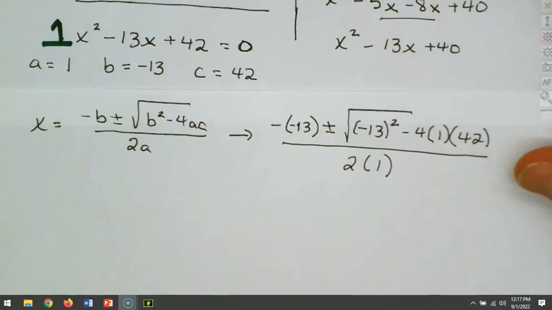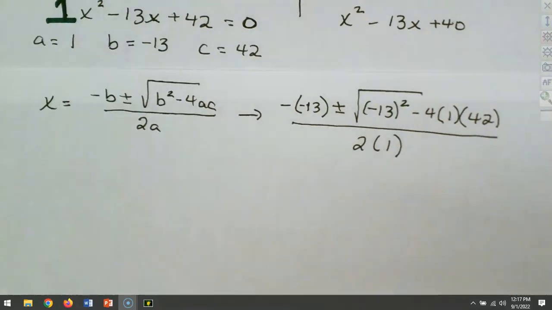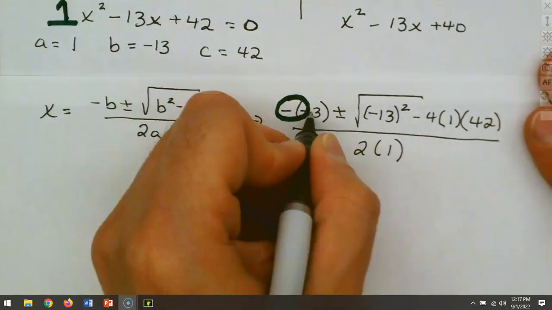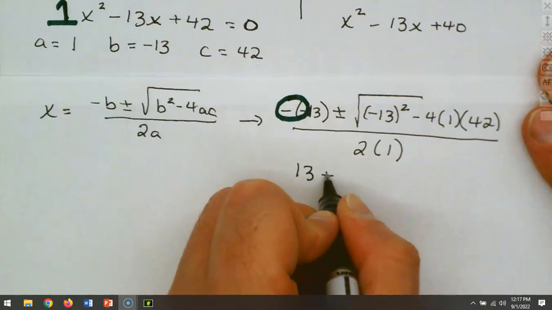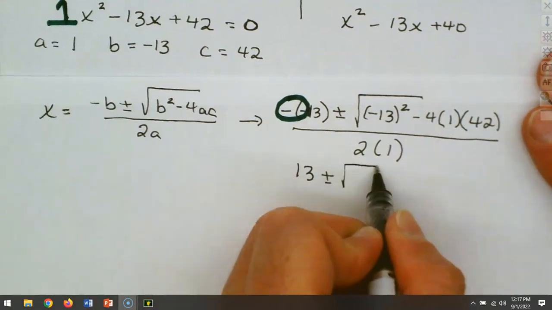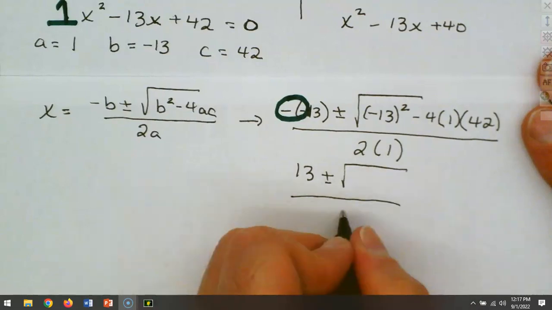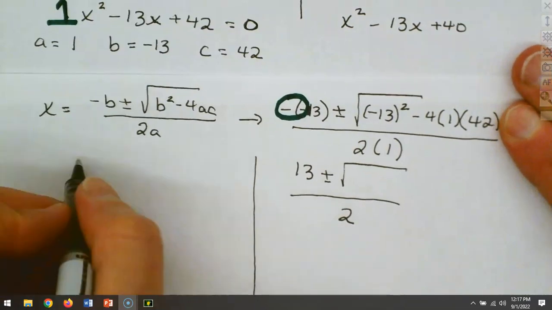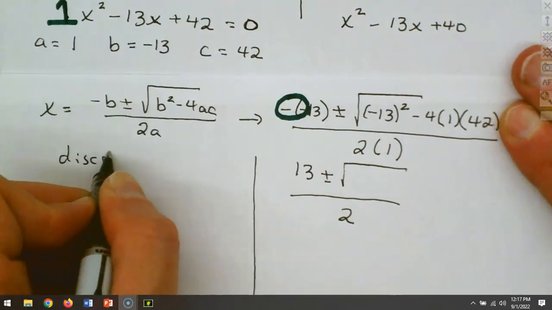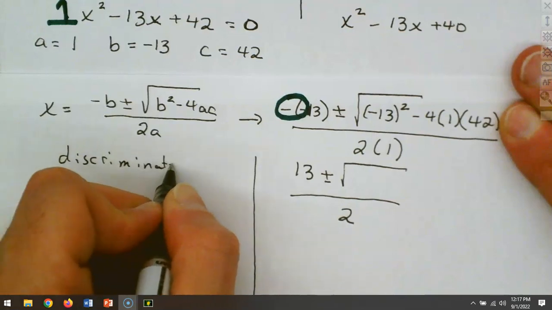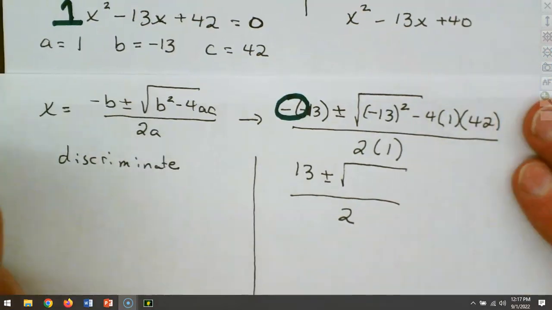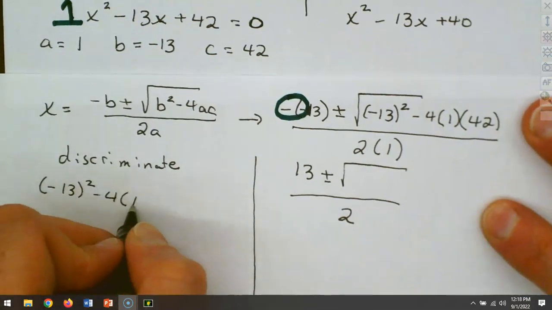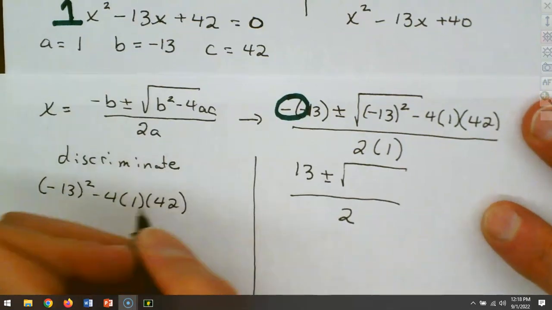We're going to break it up and finish it. Watch your signs. What do we know about the double negative here? Yep, so I do that first. So that negative and that negative now make that a positive 13, plus or minus. Square root stays there. 2 times 1, that's a 2. Left-hand side, we work with our discriminant. And for our discriminant, we have a minus 13 squared minus 4 times 1 times 42.